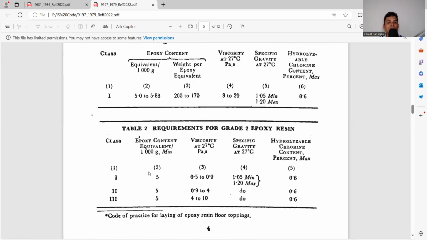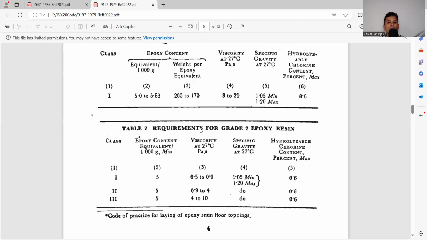Whatever, Grade 2 is also divided into 1 to 3, then 555, viscosity 0.5 to 0.9, 0.9 to 0.4, and 4 to 10. And specific gravity 1.5 max, same, and it is also 0.6.